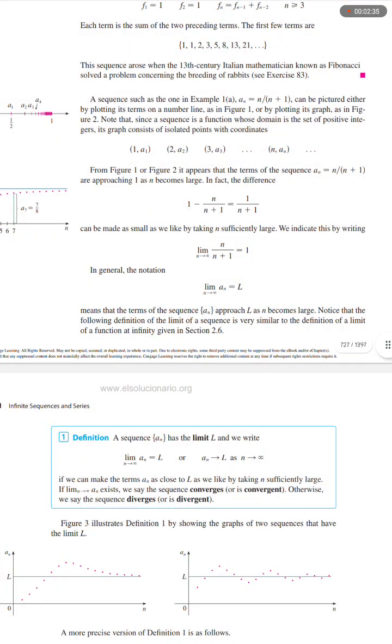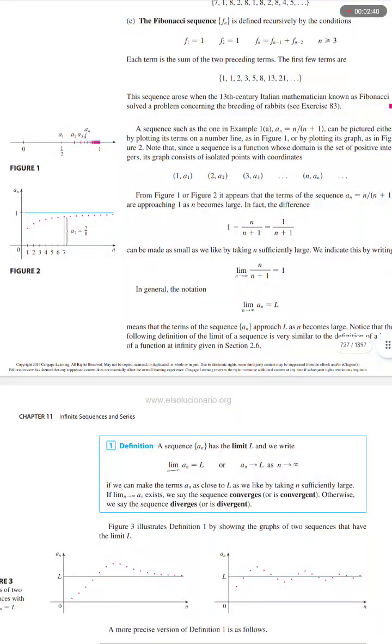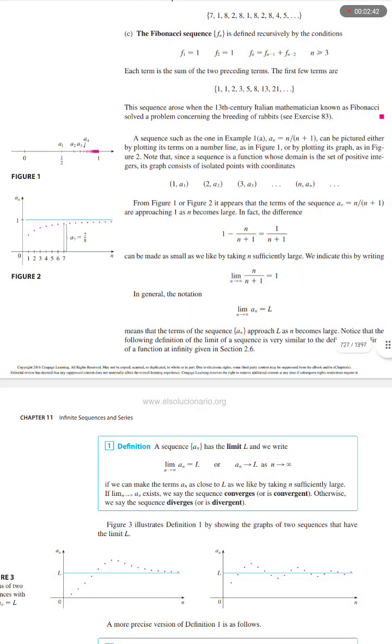From figure 1 or figure 2, it appears that the terms of the sequence a_n = n/(n+1) are approaching 1 as n becomes large. In fact, the difference 1 - n/(n+1) = 1/(n+1) can be made as small as we like by taking n sufficiently large. We indicate this by writing the limit as n approaches infinity of n/(n+1) equals 1.